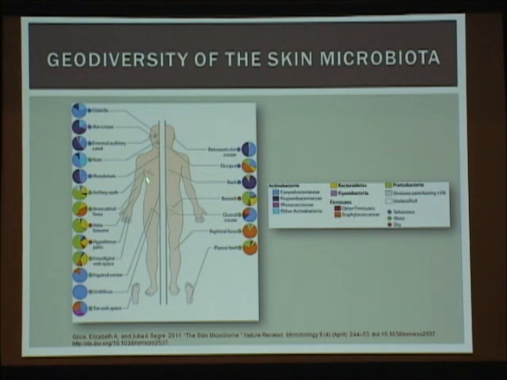This is work from Julie Segre's group at the NIH, where they took a series of healthy individuals, and they sampled serially over these individuals a wide variety of body spots. And you can see these pie charts represent different classes of organisms. Some are at the family level, some are at the phylum level. And you can see that the distribution changes throughout the body.